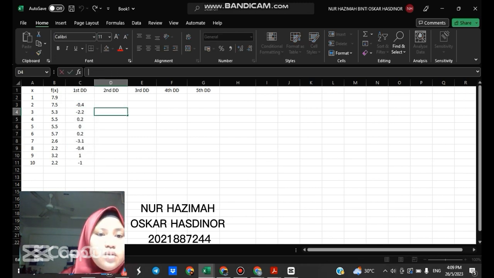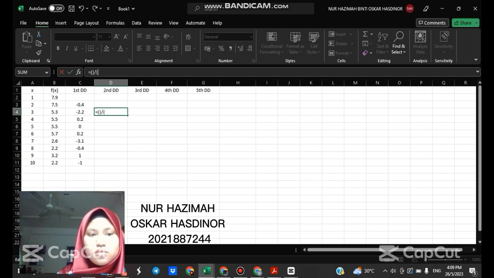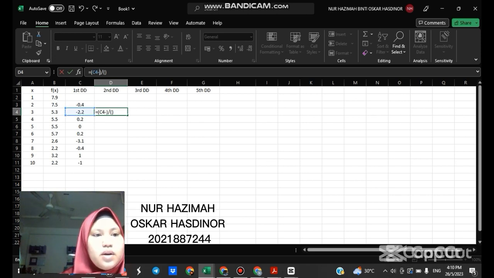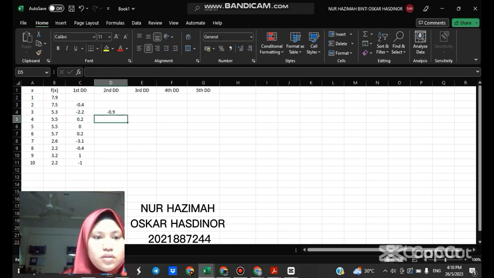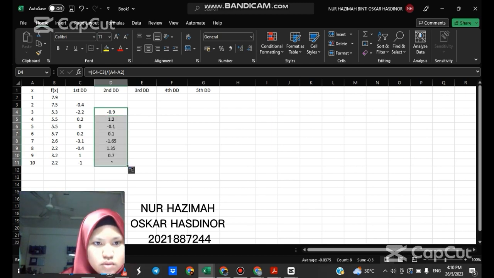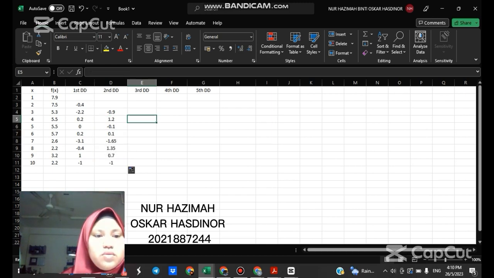For this value, we need to take the f, this value minus this value, and then we divide it by x2 minus x0. Then enter. Then we get the answer, and we drag it down. And we continue doing that.